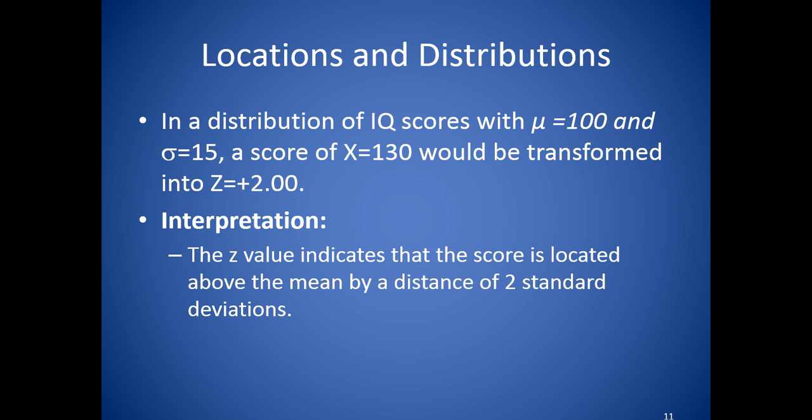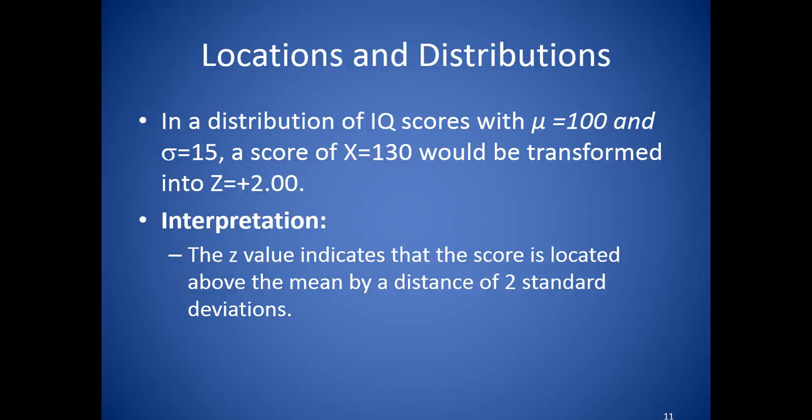In a distribution of IQ scores with a mean of 100 and a sigma of 15, what would be the z-score for someone who scored 130? Well, you can easily transform that. You just say 130 minus 100, that would be 30, and then divided by the sigma, which is 15, and that will give you 30 divided by 15 equals a z-score of 2.